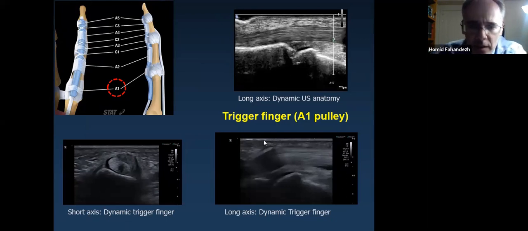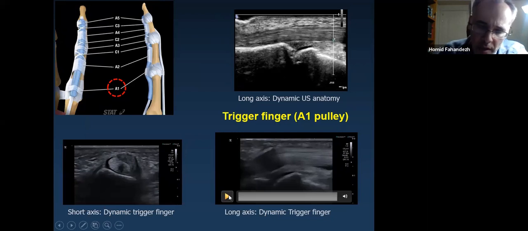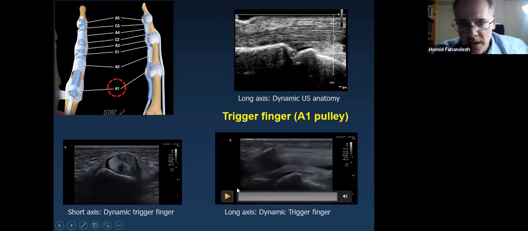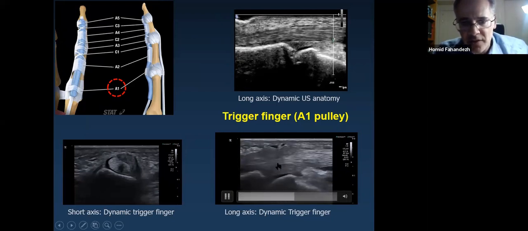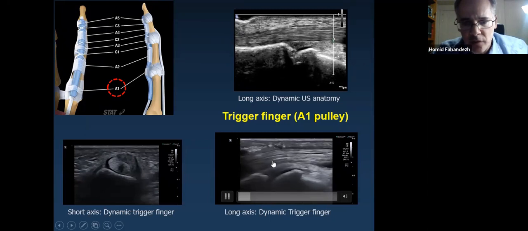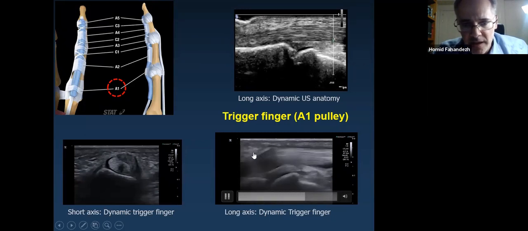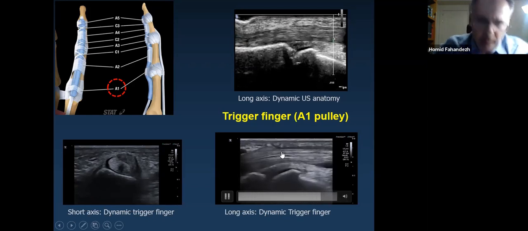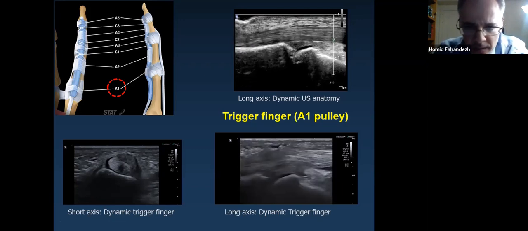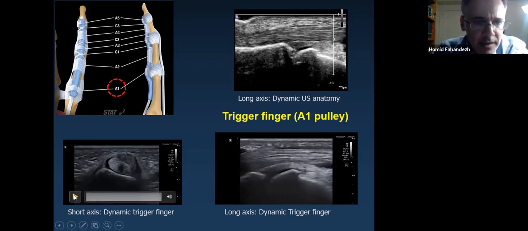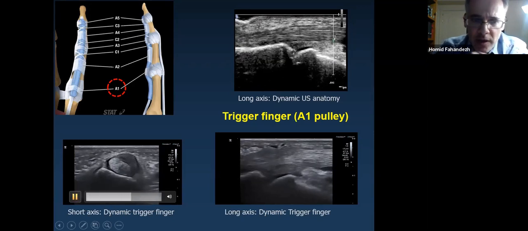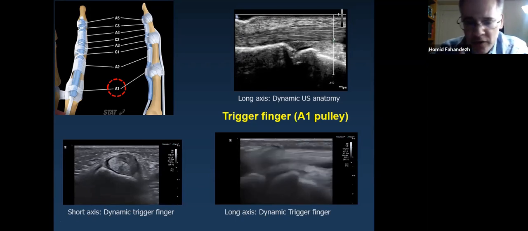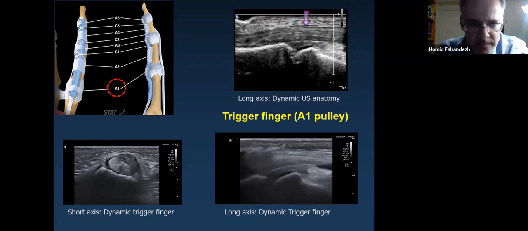When you have a trigger finger, my recommendation is to always do a long axis first to check where the pulley is. Here is the MCP, and this is a very important case of a trigger finger where you can see a very strong thickening of the pulley and how the tendon has this rubbing and deformity. Always check in the short plane because sometimes you can see the thickening better in this plane. I always like to play with both axes.